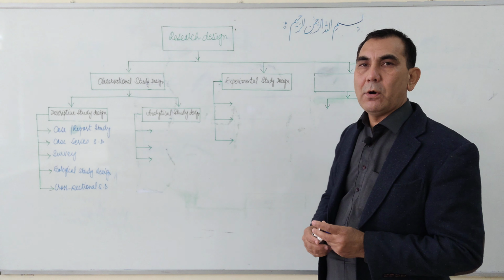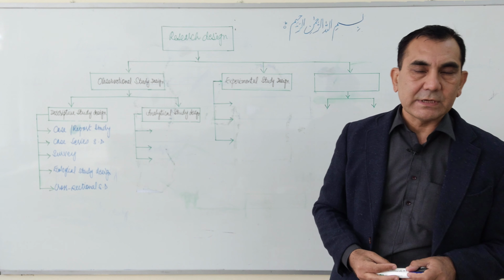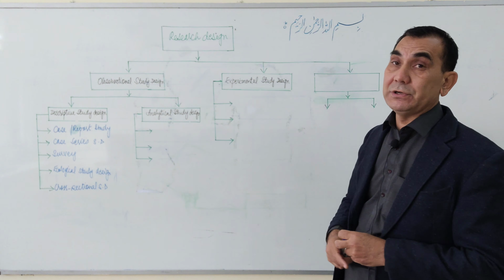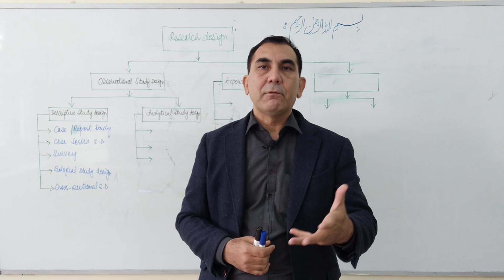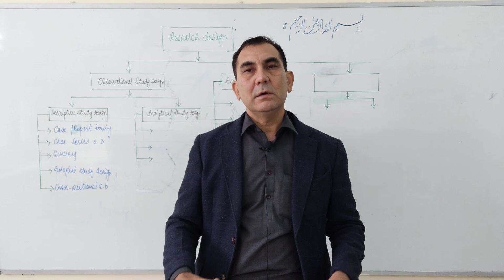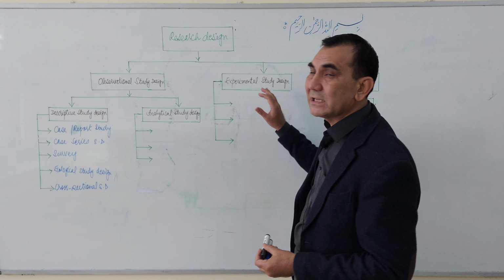Now the second type of research design is called the experimental study design. The experimental study design is the type of research study design in which the researcher, or the public health specialist, or the scientist, involves or performs any activity or intervention, either medical, surgical or nursing, and the researcher conducts or performs any drug trial in the laboratory. So it is called the experimental study design.